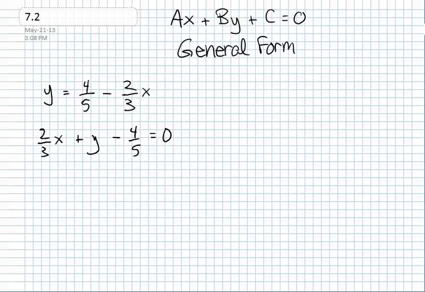But you'll notice that I don't have integers everywhere. I have a bunch of fractions. So to get rid of them all, I'm going to multiply by a common denominator. But this time I have two denominators, 3 and 5. So what's the common denominator, everybody? That's right, 15. So multiply everything by 15.